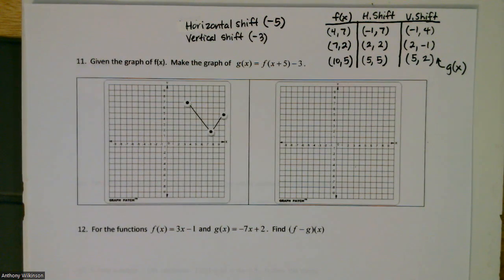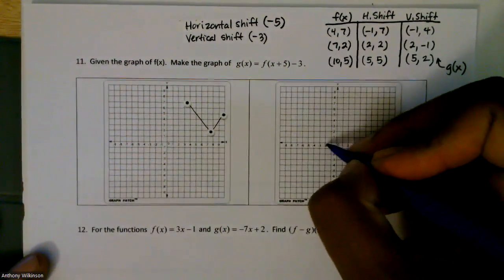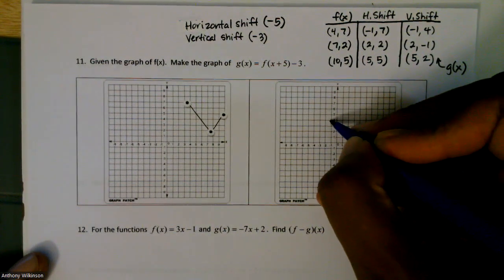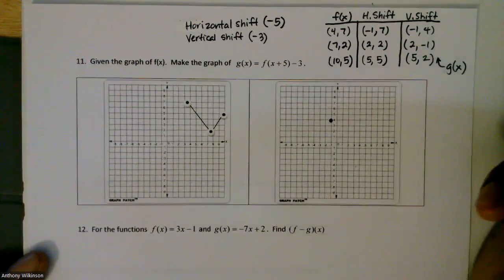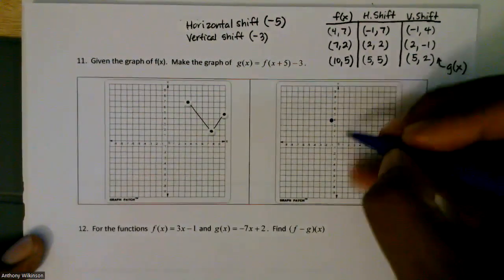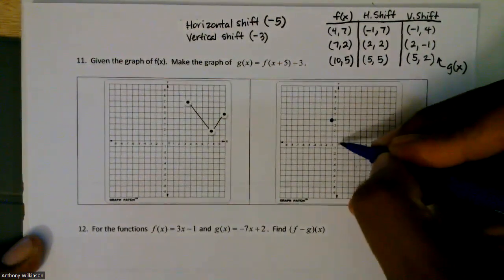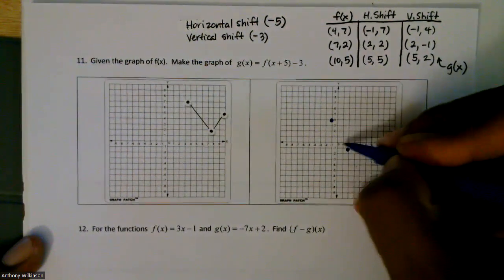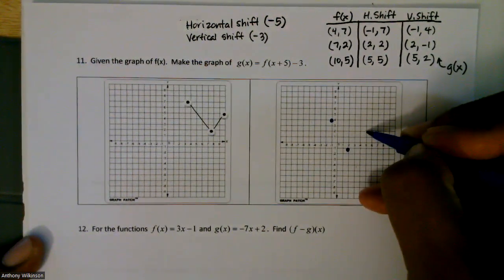So in this case, we start with -1, 4. So that means I go to the left 1 and up 1, 2, 3, 4. That would be that point. And then for 2, -1 would be to the right 2 and down 1. Then finally for 5, 2 would be to the right 5 and up 2.